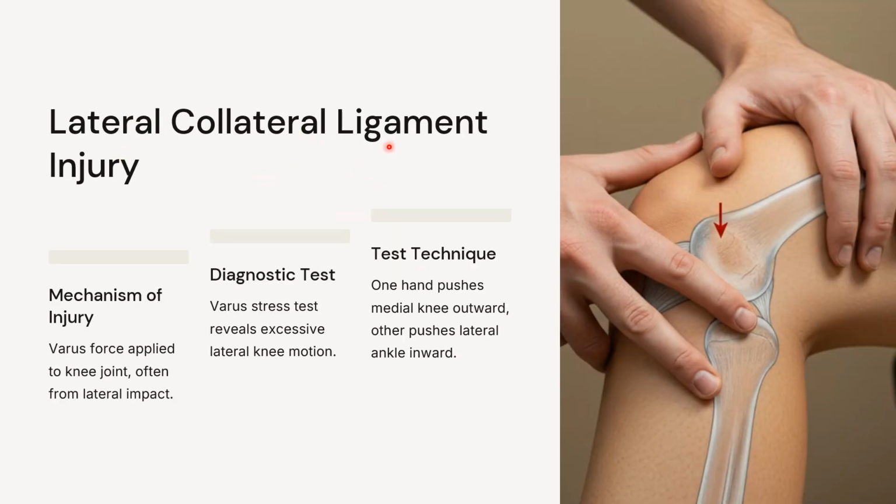What about the lateral collateral ligament injury? The lateral collateral ligament is present in the lateral aspect of the knee joint. The mechanism of injury is often a lateral impact. When there is a lateral impact, it will result in a lateral collateral ligament injury. Varus stress test will reveal excessive lateral knee motion. What is varus stress? Varus stress is pushing the knee joint medially. Since the lateral collateral ligament is injured, there is nothing to hold it laterally. Therefore, there is excessive lateral knee motion.